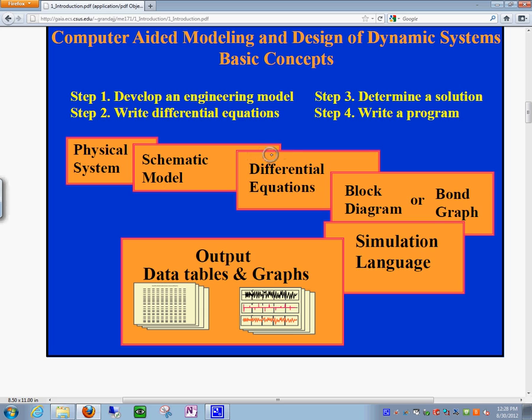This is the mathematical side of it. The transformation between reality into some mathematical representation that we can actually do something with. And then you have the block diagram method or the bond graph method that come to your rescue to be able to do and solve those equations.